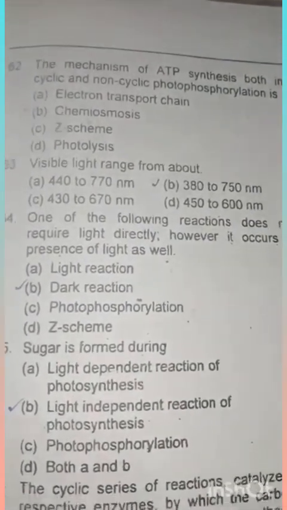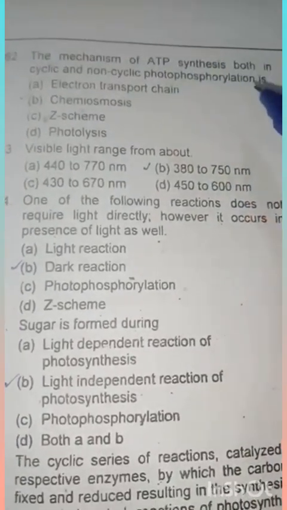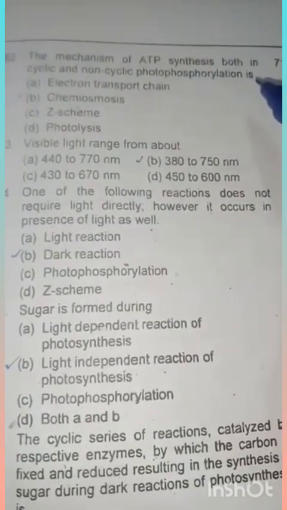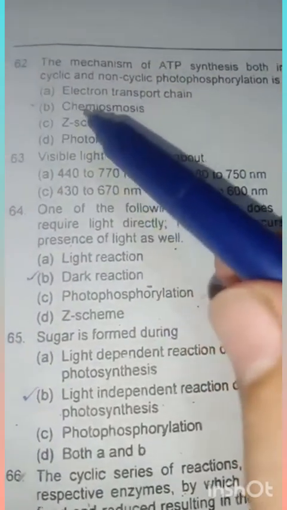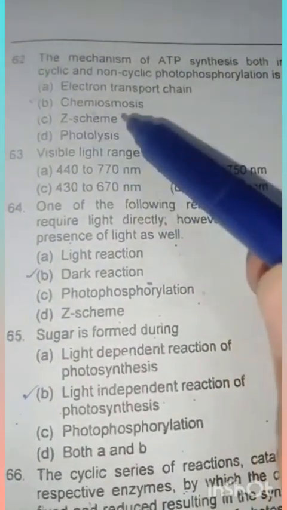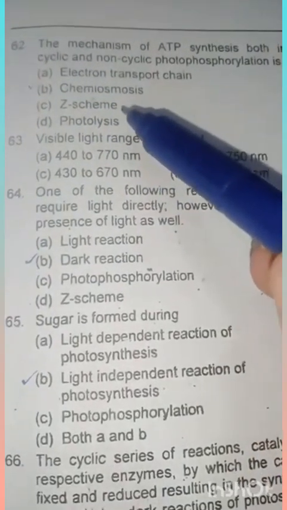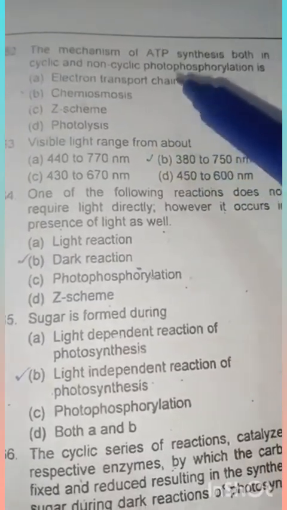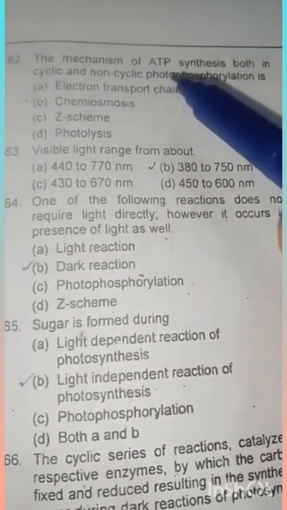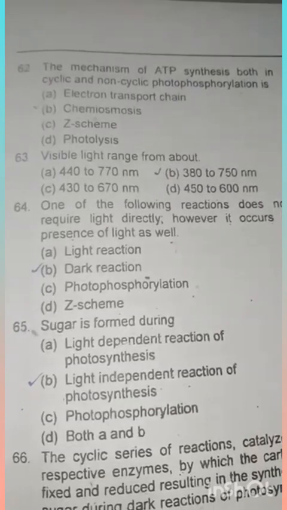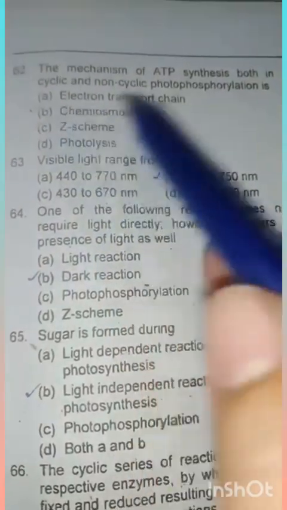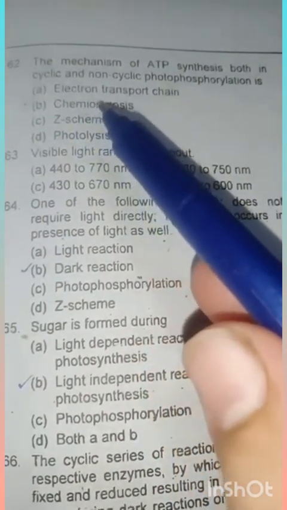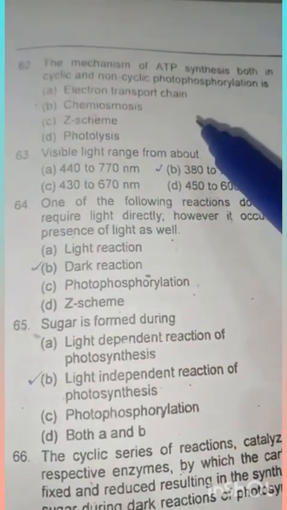First MCQ is about the mechanism of ATP synthesis in both cyclic and non-cyclic photophosphorylation. Option A, electron transport chain; option B, chemiosmosis; option C, Z scheme; option D, photolysis. The mechanism of ATP synthesis in both cyclic and non-cyclic is the same: chemiosmosis. Chemiosmosis is the process in which ATP is synthesized through ATP synthase.